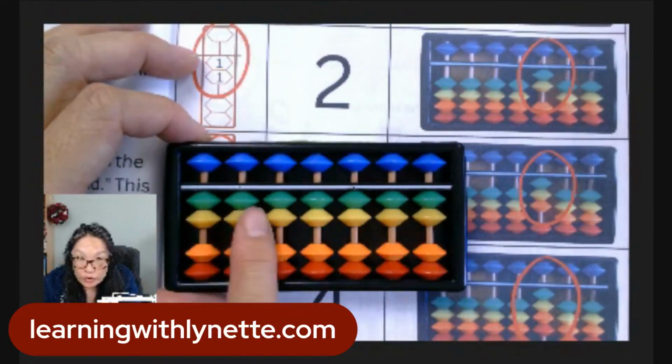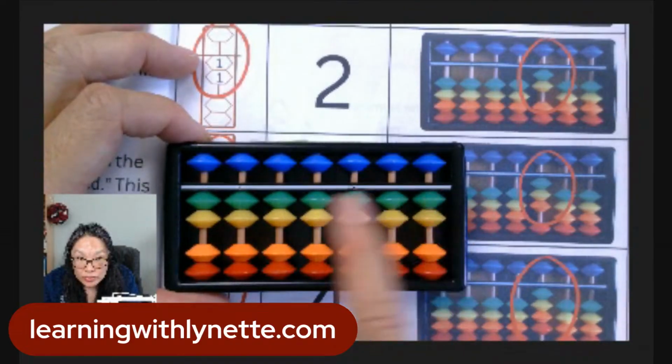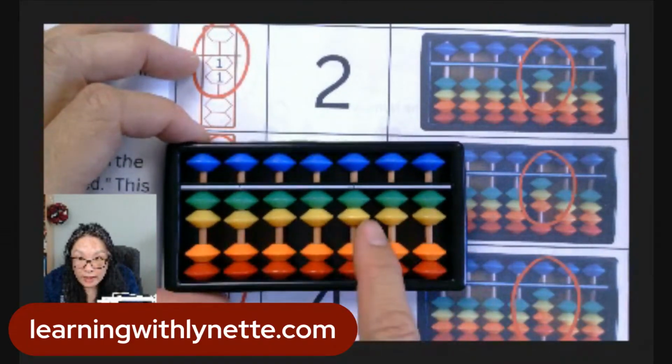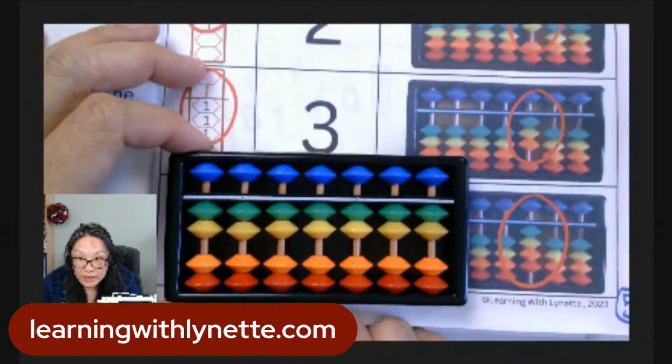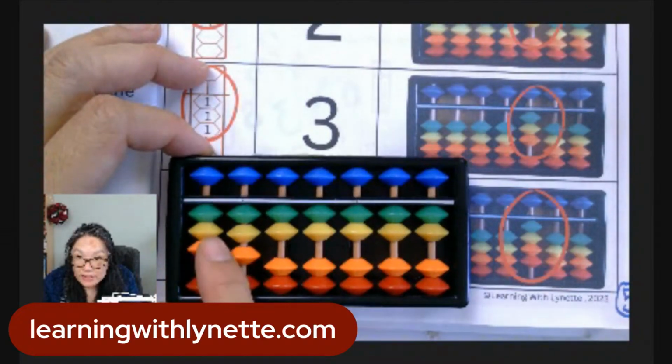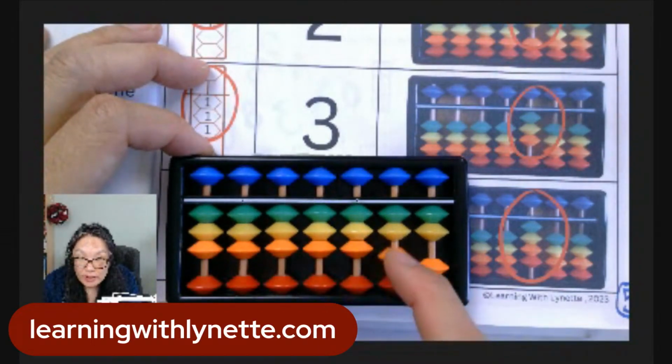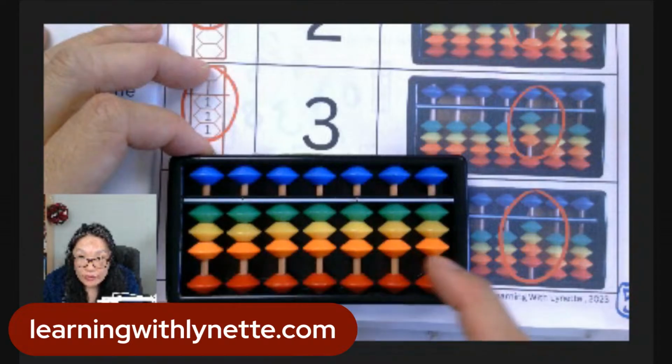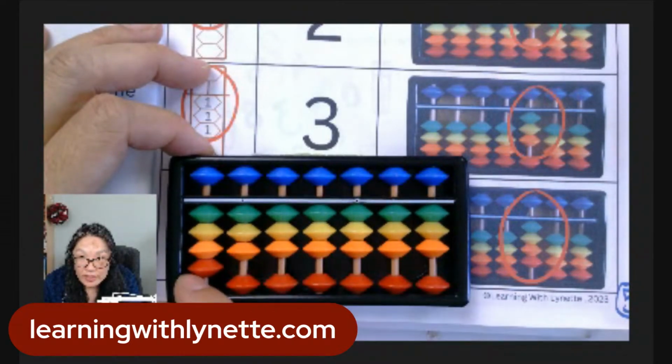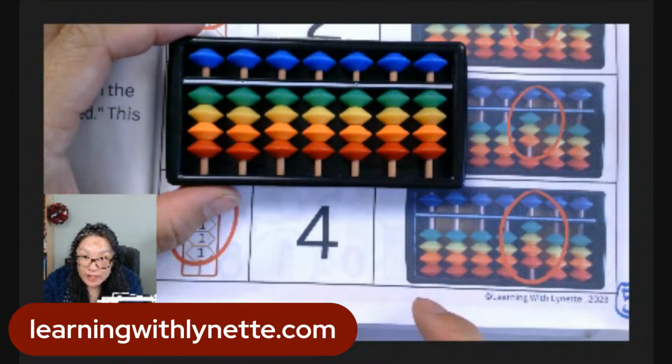That's it. Two, two, two, right? And then we have three. Three looks like this. It's easy. Make sense? So we have three. All of these are threes, and then we can do four. Four just looks like that.